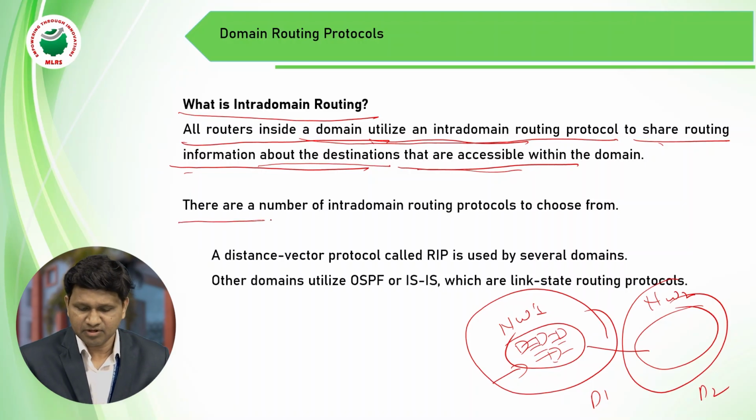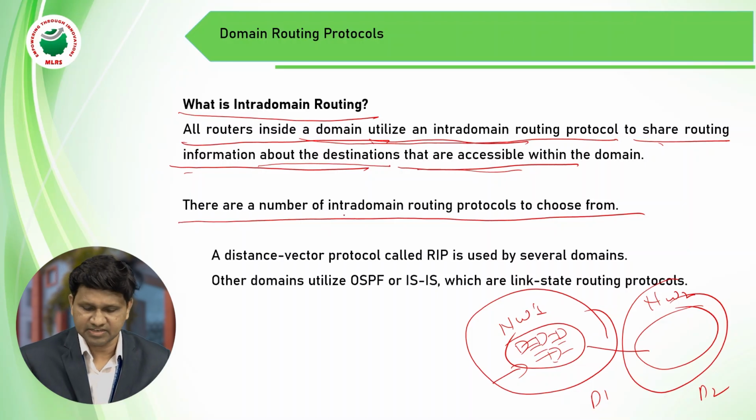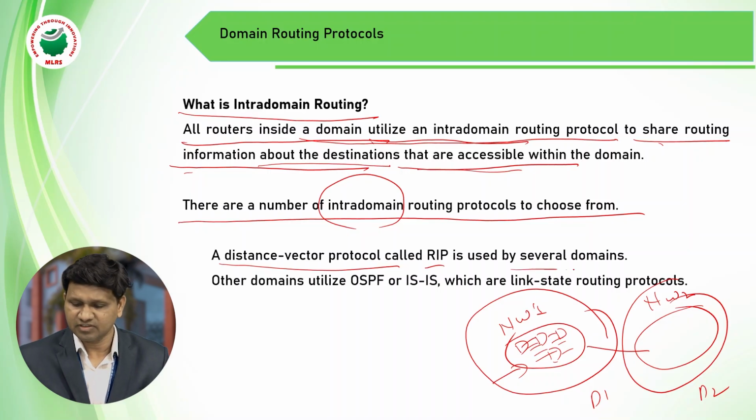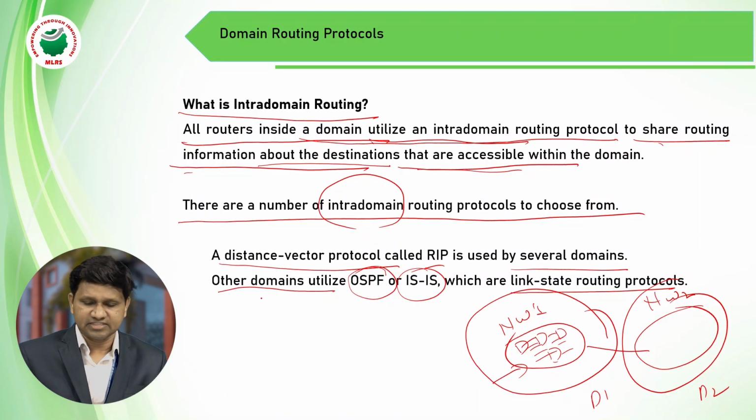Within the domain network, we can exchange the data. There are a number of intra-domain routing protocols to choose from, obviously different types of routing protocols. The distance vector protocol called RIP is used for several domains. Other domains utilize OSPF and IS-IS, which are link state routing protocols. These are the main three protocols we use in intra-domain routing. We know about the distance vector protocol, right?